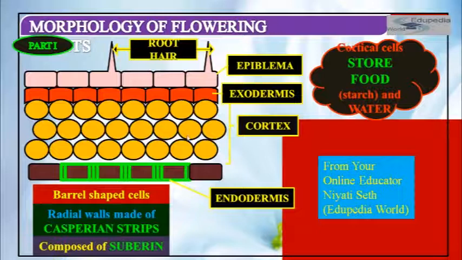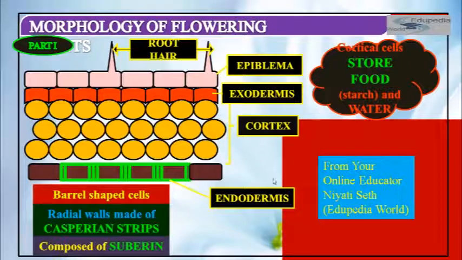Then comes cortex. Leave exodermis. Come to the cortex. Cortex is the major component of the ground tissue of root. It is represented by several layers of loosely arranged parenchyma cells, and intercellular spaces are prominent. The cortex is mainly meant for storage of water. The cells also allow a free movement of water into the xylem vessels, students.